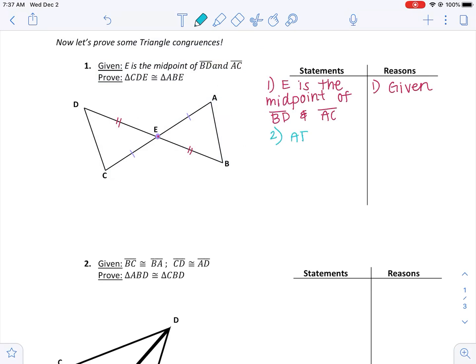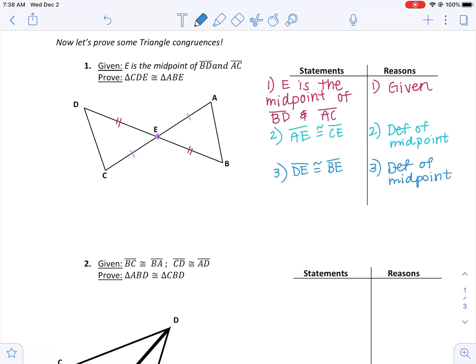I stated that AE is congruent to CE by the definition of a midpoint. I stated that DE was congruent to BE by the definition of a midpoint. And then I'm trying to find one more thing that will absolutely prove that these triangles are congruent.